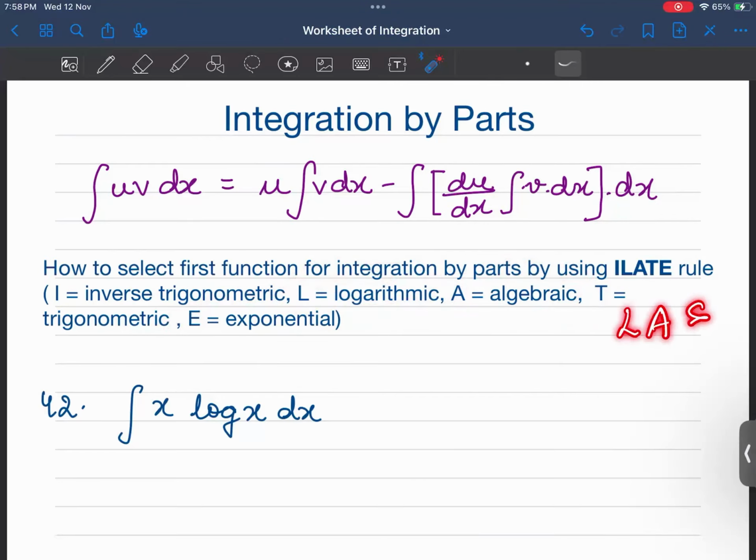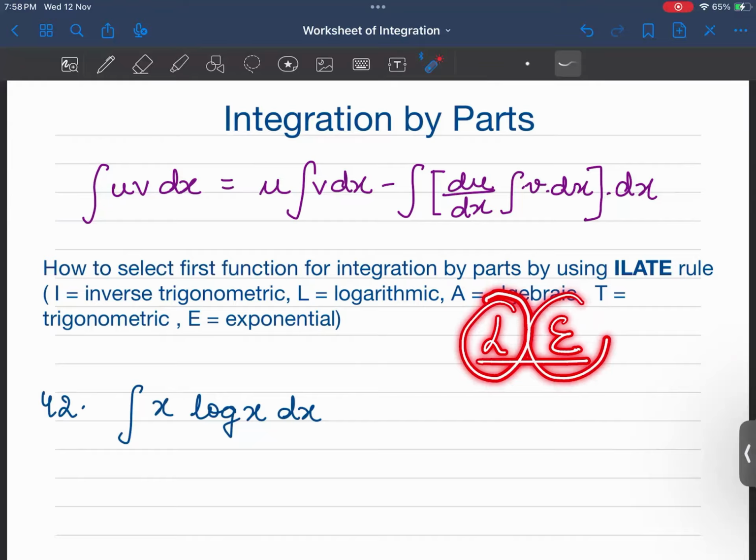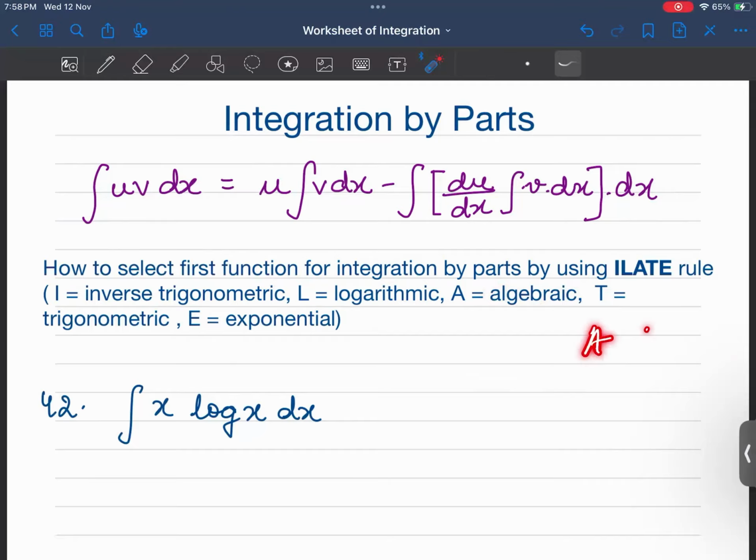You have to decide which is the first function. If there are 2 functions, one is L and another is E, then you will start with the L first. The L will be your first function and E would be your second function. If it is A and E, in that case A would be your first function and E would be your second function, right? Because it's L, A, E, right? This is logarithm. I think it's clear. First you will decide log, then algebraic, and then exponential. You will follow the same rule.